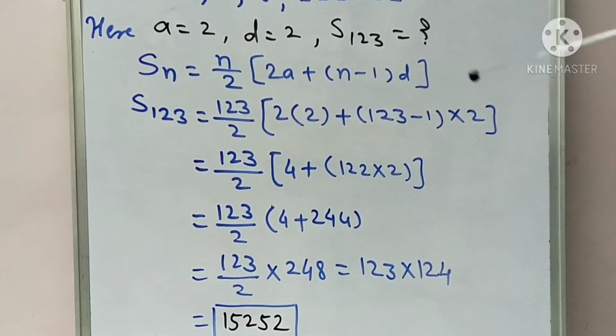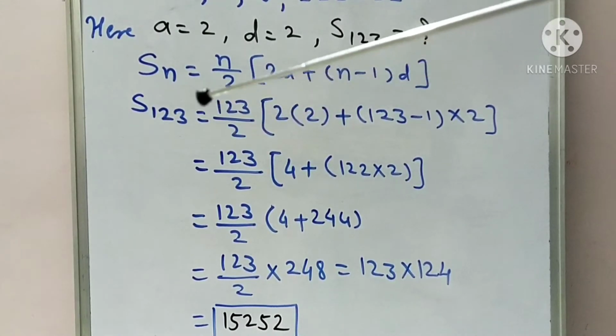So that product is 15,252. It means that as we write down the list of even natural numbers as 2, 4, 6, the sum of the first 123 numbers is 15,252. Getting this, students? Like this, for 2 marks, this example is asked in the exam.